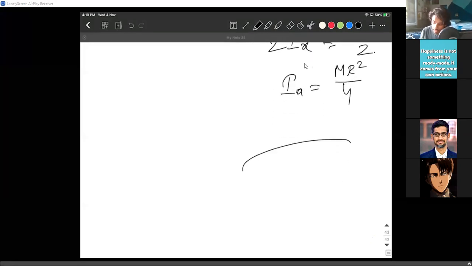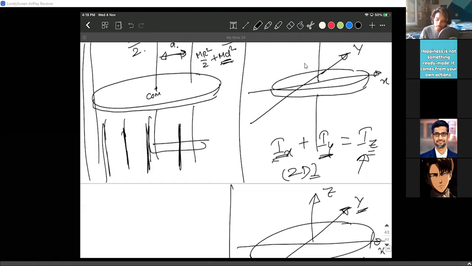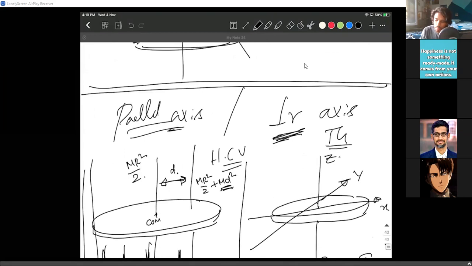So for a disk, the moment of inertia about this axis is MR square by 2, but about this axis, or about any diameter, it is basically MR square by 4. So using these two transformations, about the parallel axis and the perpendicular axis, make sure the perpendicular axis theorem is only used for 2D bodies. Remember this thing. These two theorems can be used to find the moment of inertia of a lot of bodies in different styles and different actions.